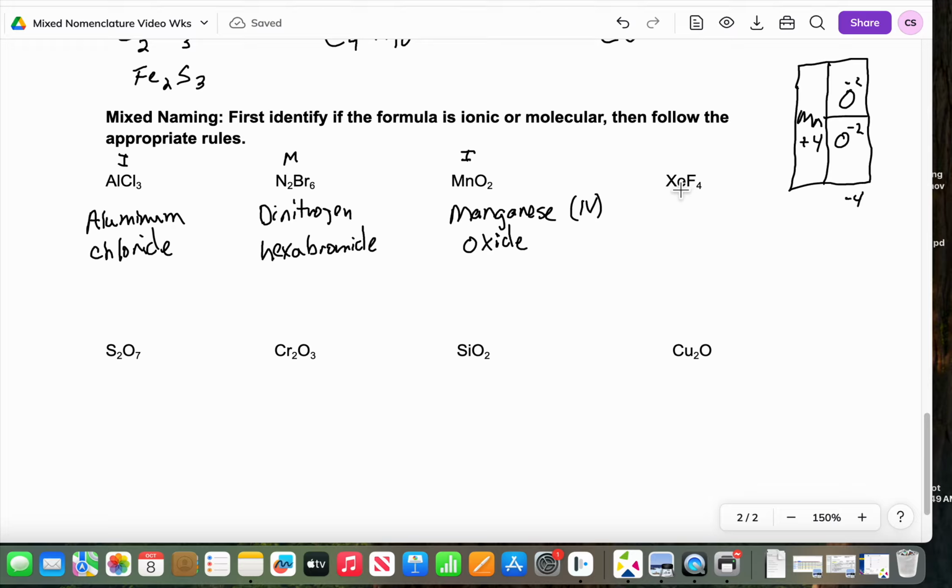Xenon is a nonmetal, and so is fluoride, so this one's going to be molecular. You would use the prefixes. However, when the first one is 1, you skip the prefix. So xenon, tetra, fluoride.